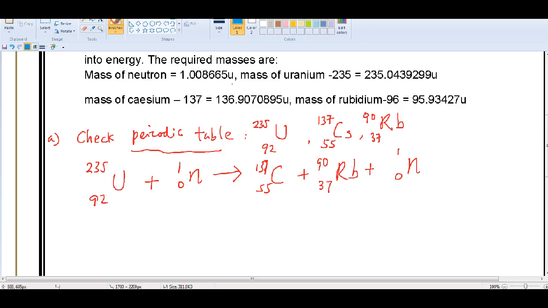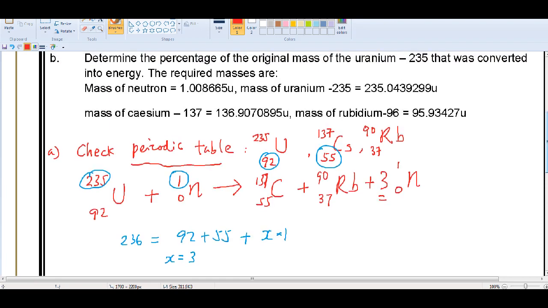So how about the mass number? Mass number 235 plus 1 is 236. On the right hand side you got 137 and 96, but we don't know how many neutrons. So let's say x neutrons, so x times 1. You need to solve this, and when you solve it, you see that x equals 3. So you just write 3 here, and that will be it. That's the only thing you need to do in the examination: balance the equation.